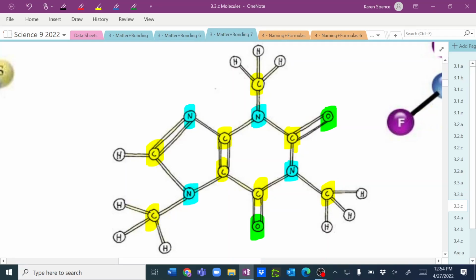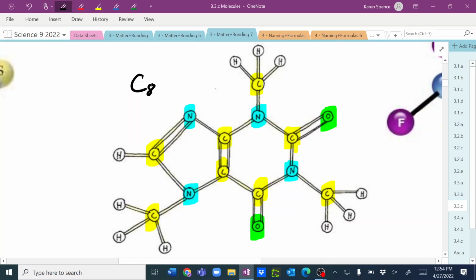So if we had to write a formula for this, we actually could count them. How many carbons do we have? We have 8, so we would write C what? 8. Where's the 8 go? Top or bottom? Bottom.